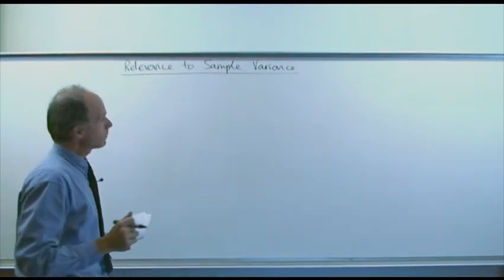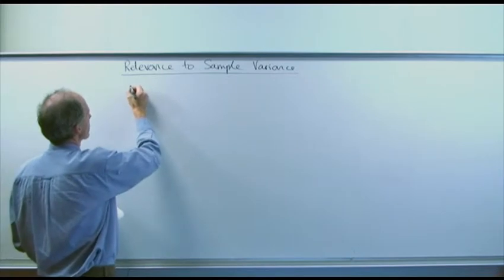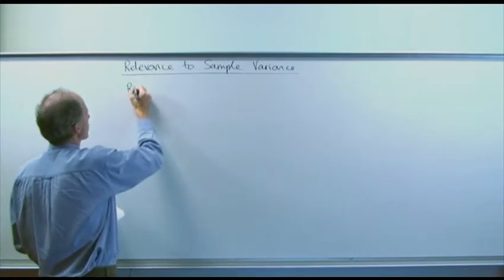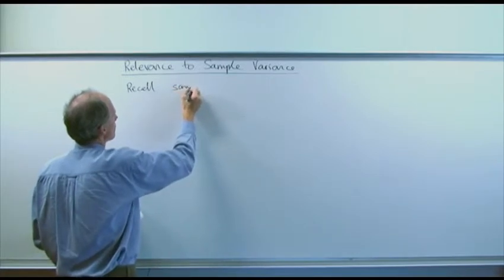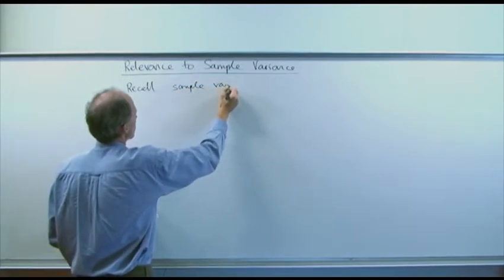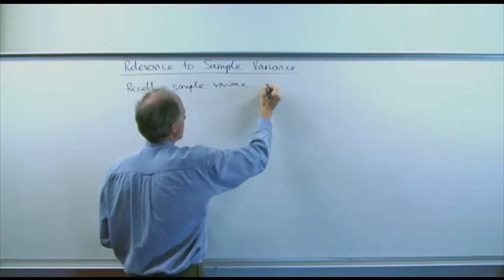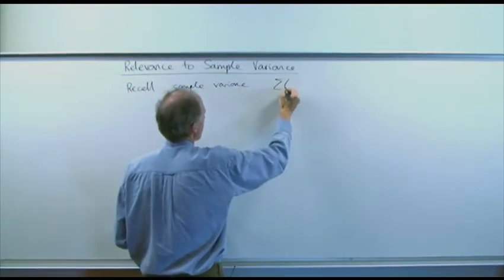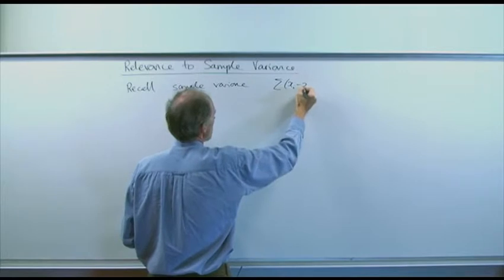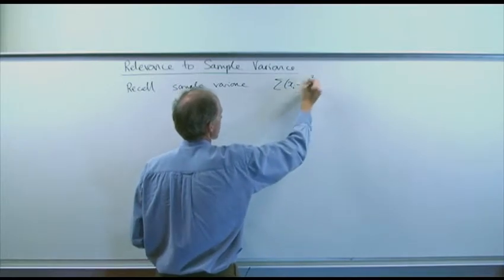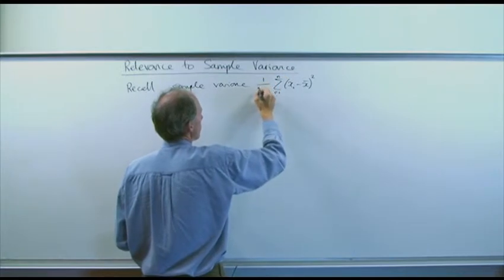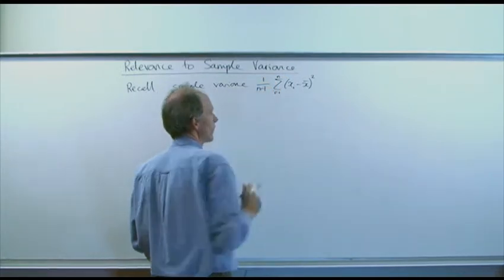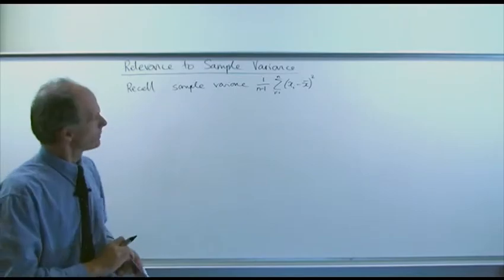So just to recall, the sample variance, it's a definition you should be familiar with. Sample variance is equal to the sum of each observation minus the average, squared, added up, and very often we divide that quantity by n minus 1.